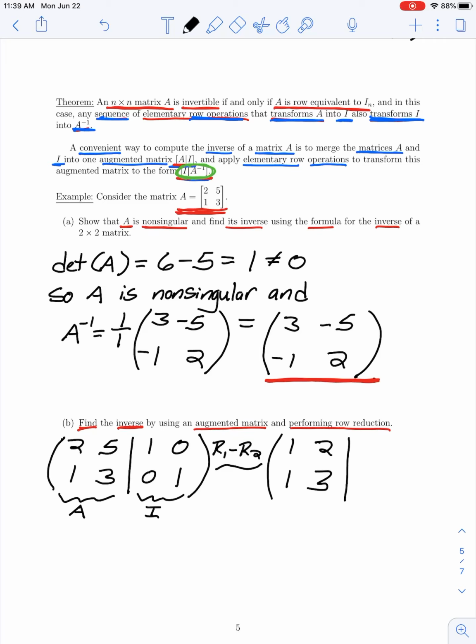And whatever operation I performed on this matrix A, which is the left-hand side of the augmented matrix, I want to perform that same operation on the identity matrix, which was on the right-hand side. So taking row 1 minus row 2 from the identity matrix, I have 1 minus 0 and 0 minus 1. So I have 1, negative 1 if I perform that same operation on this 2 by 2 identity matrix. And my second row I was leaving alone. I'm still going to have 0 and 1.